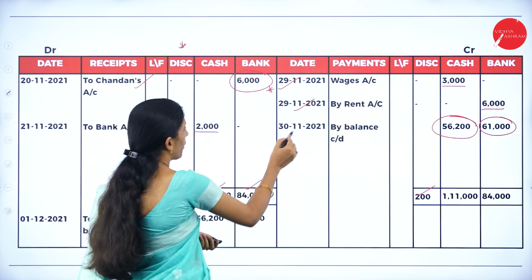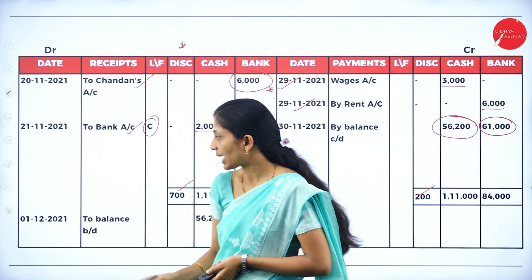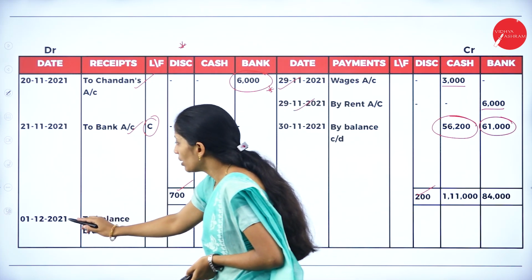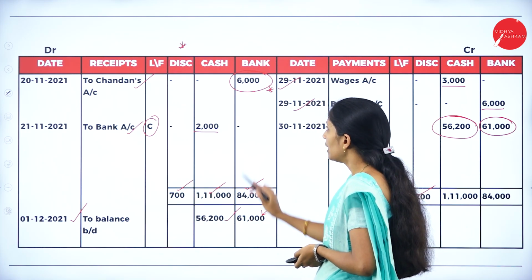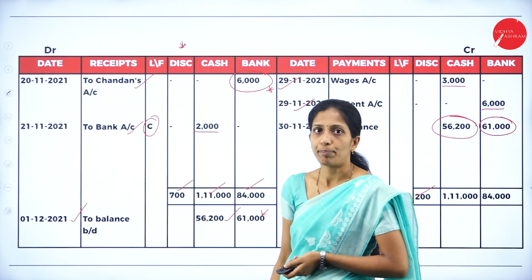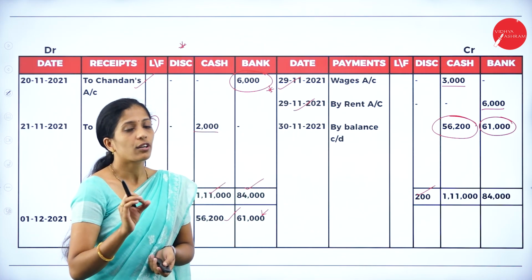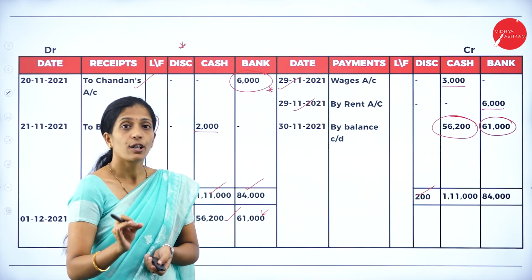So, whatever the amount you have carried down here, bring down the balance here. So, how do you write? By balance, that is, balance brought down. So, at the beginning of next month, to balance brought down, you'll write the cash amount as well as bank amount. So, this is about your triple column cash book. Your contra entry itself carries 2 marks. So, be careful while recording the contra entry.